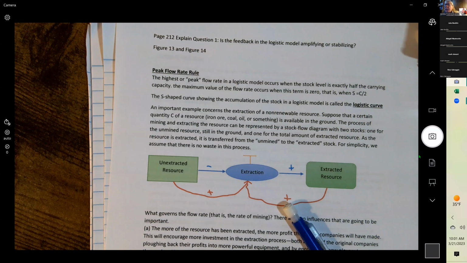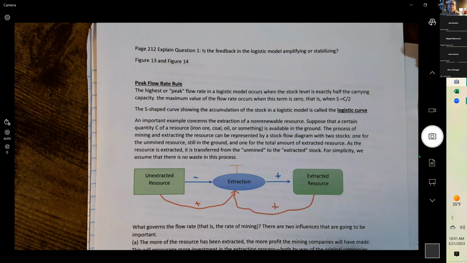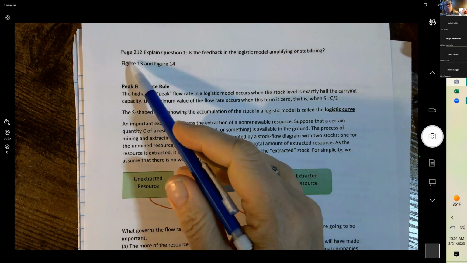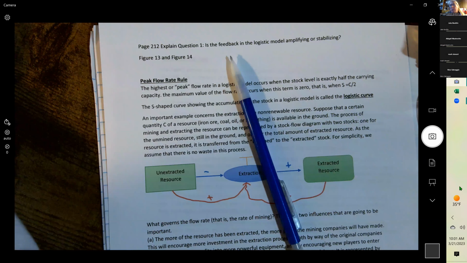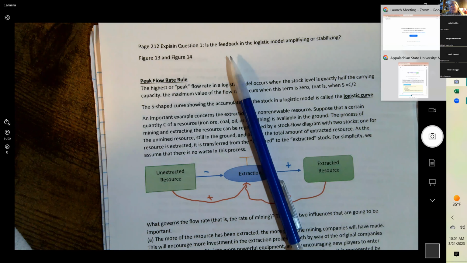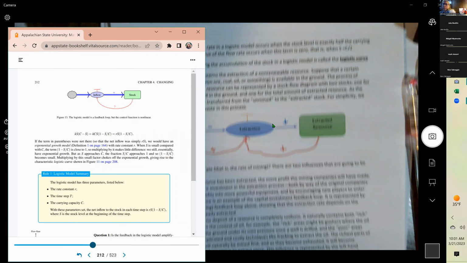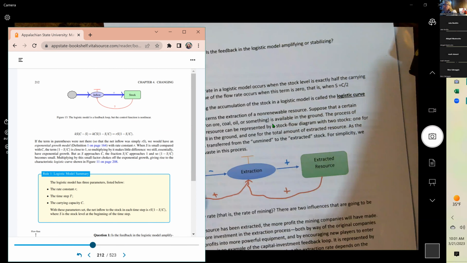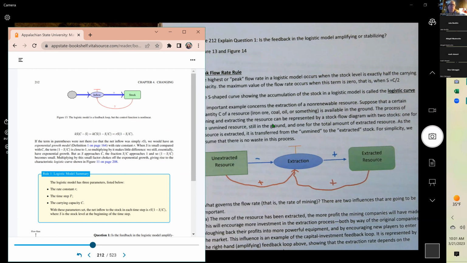We should finish up section 4.2 today. There were a few problems I wanted to go over and a little more explanation, but on page 212, there's a question 1 that I wanted to go over. Where's it at? There it is. I guess I can make this bigger.